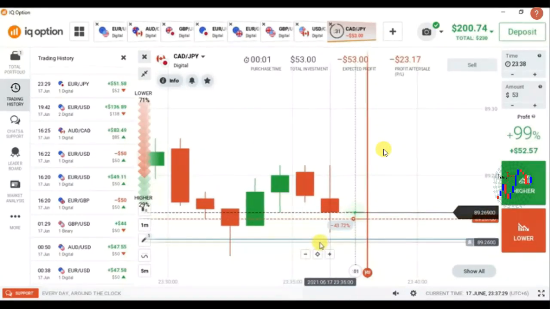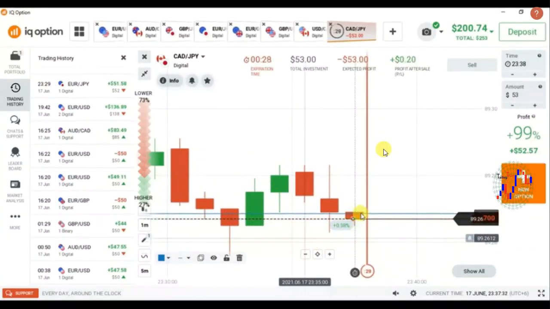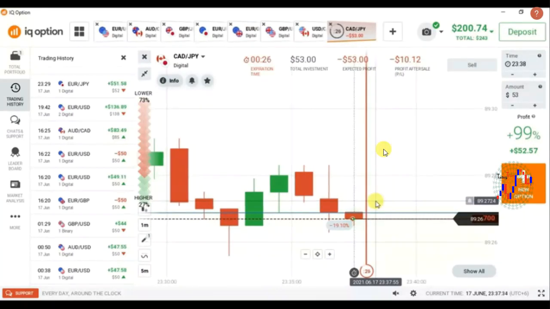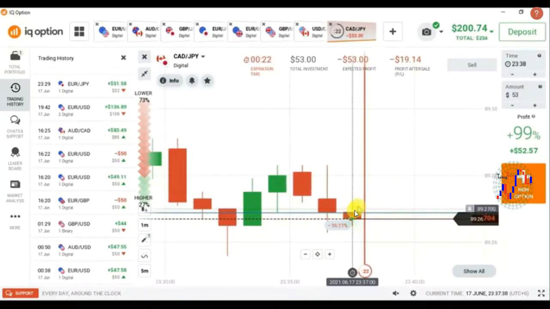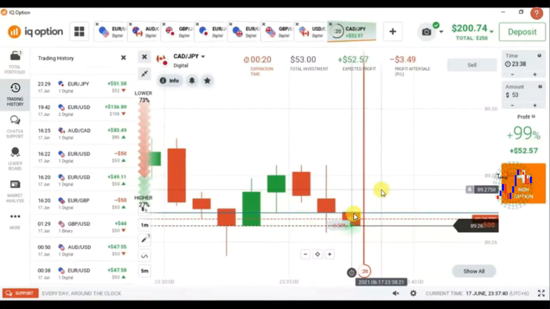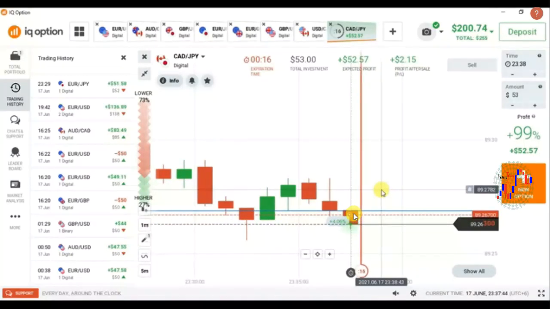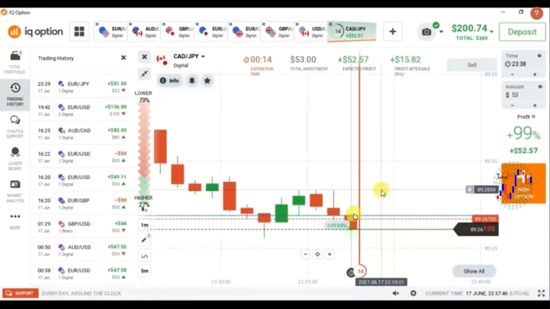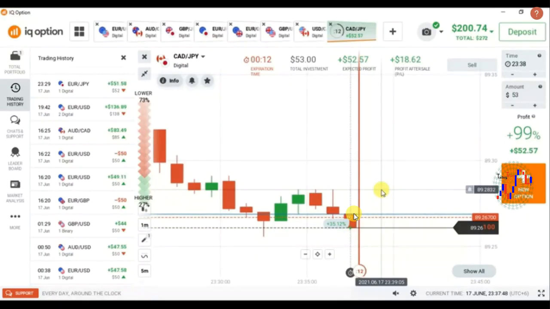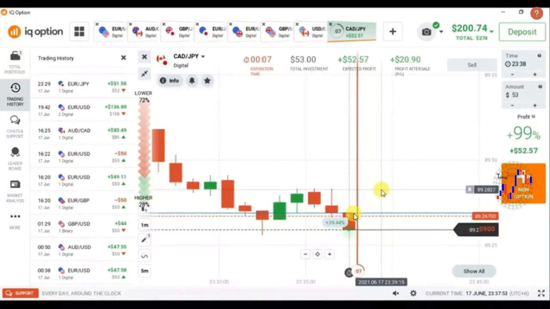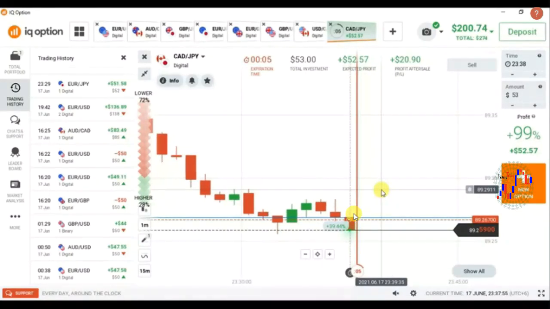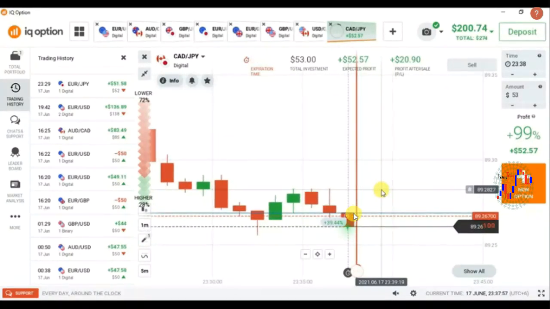Okay, little latency, but I don't think that candle will close above my entry point, but it's always good to place the trade at the opening price. Sometimes due to latency you may get some loss. As you can see, the level has been broken.